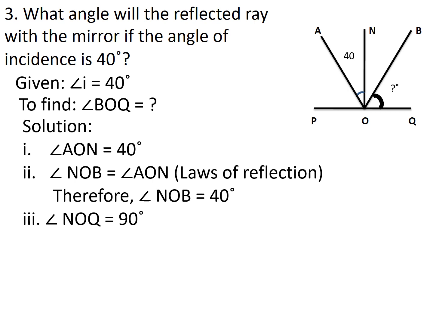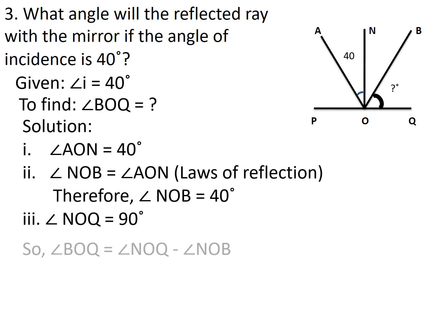I'll just show you this once again. So the first point of the solution is clear, that is angle of incidence is 40 degree. I hope you all have understood the first point of the solution. That is angle AON is 40 degree. That is angle of incidence. That is given already. Okay. So AON is 40 degree.